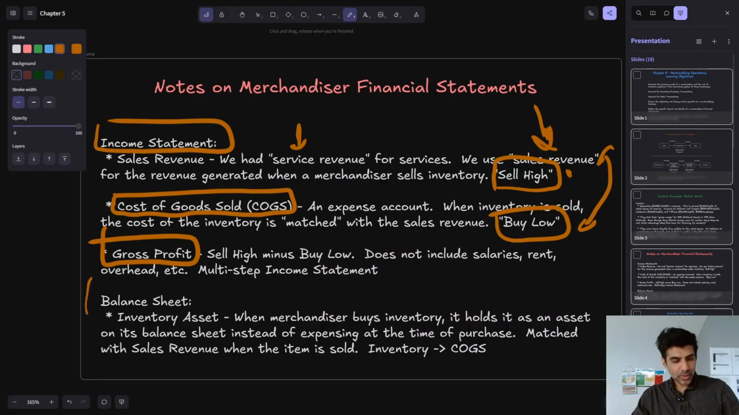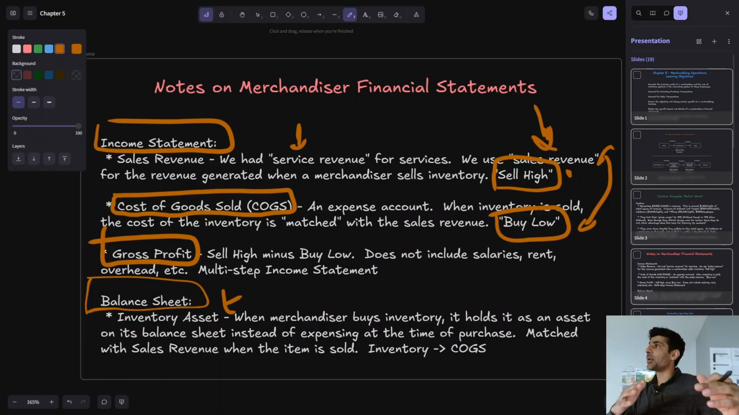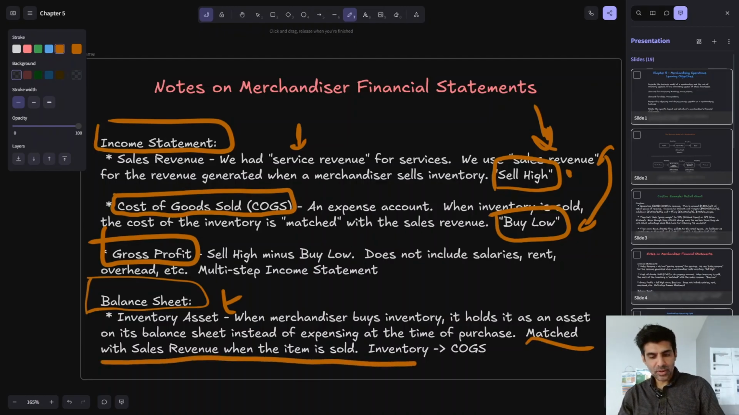And then on the balance sheet, the big change is that we have this new asset called inventory. Okay. So again, when the merchandise business buys inventory from their vendor, it's going to be stored on the balance sheet as this inventory asset. Okay. Inventory is an asset account. And again, when that inventory is sold, we're going to convert inventory to cost of goods sold. So I'm just kind of rehashing. I think I've touched on this stuff already. But now, hopefully, you have a second shot at understanding what's going on.